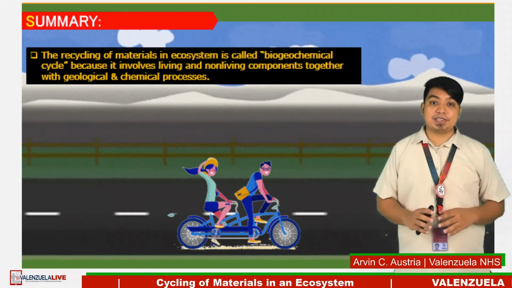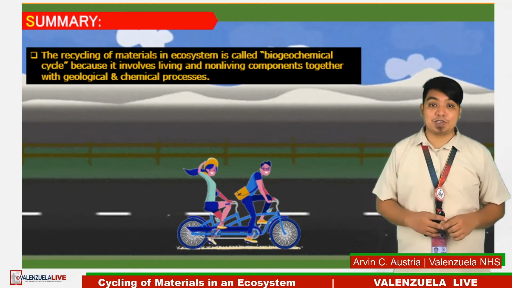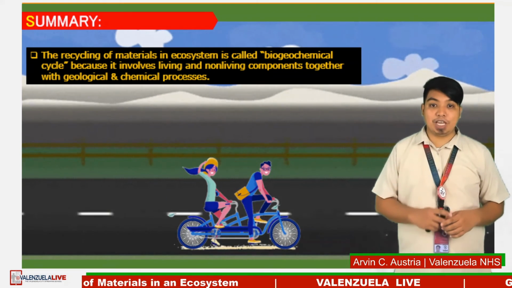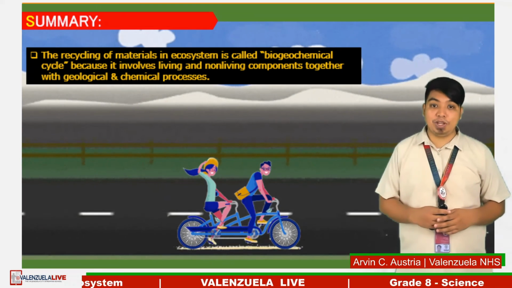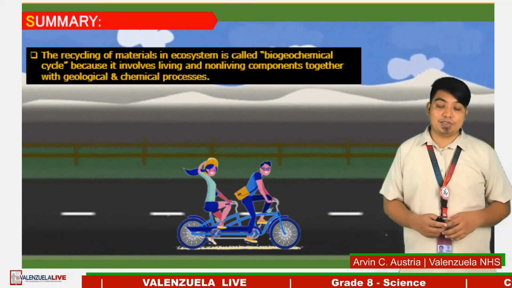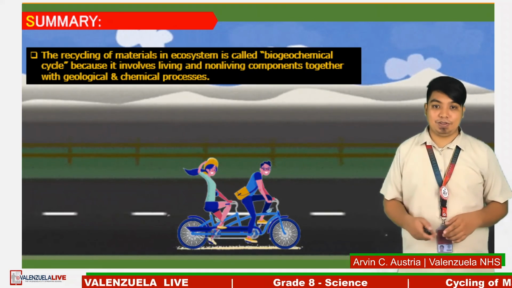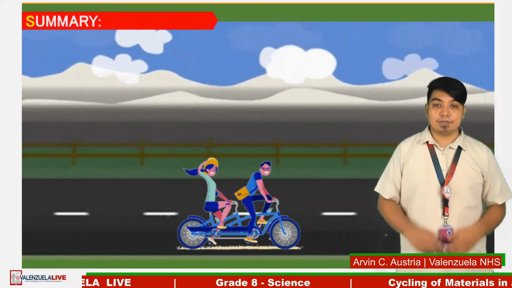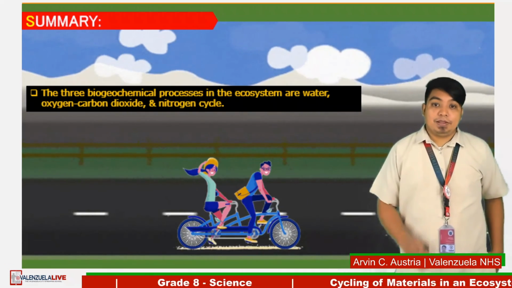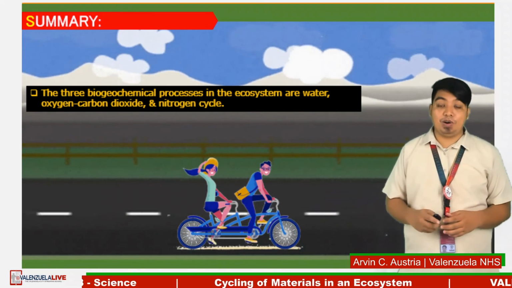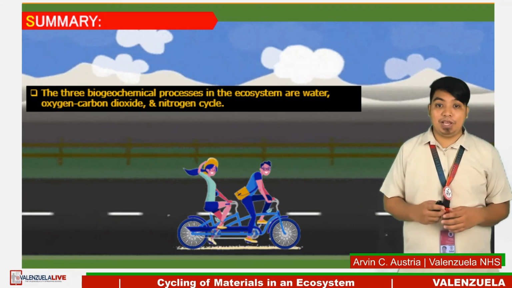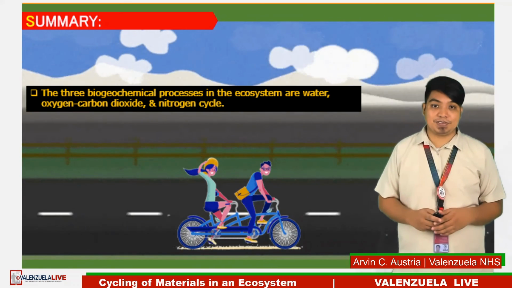Second, the recycling of materials in the ecosystem is called biogeochemical cycle because it involves living and non-living components together with geological and chemical processes. The three biogeochemical processes in the ecosystem are water, oxygen, carbon dioxide, and nitrogen cycle.